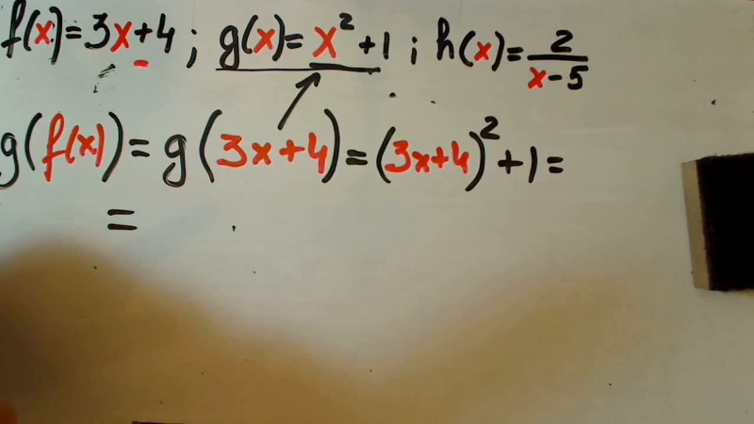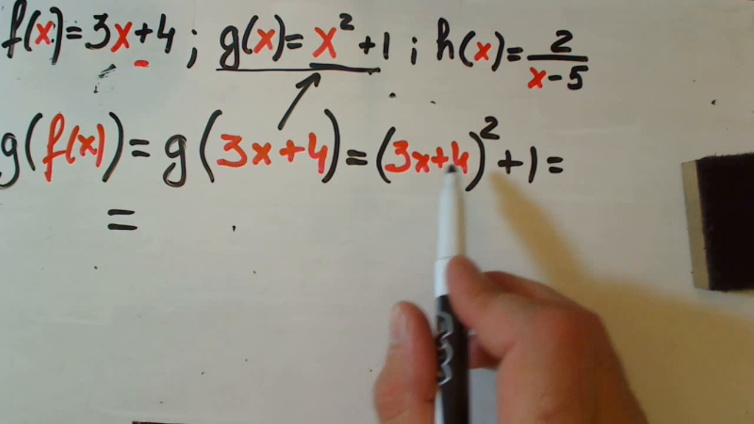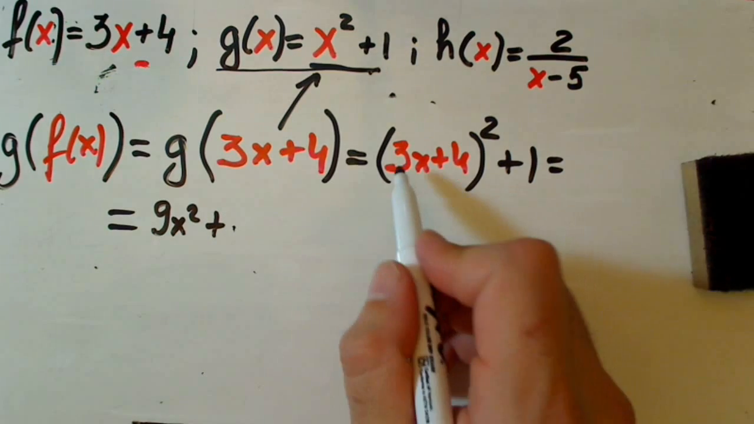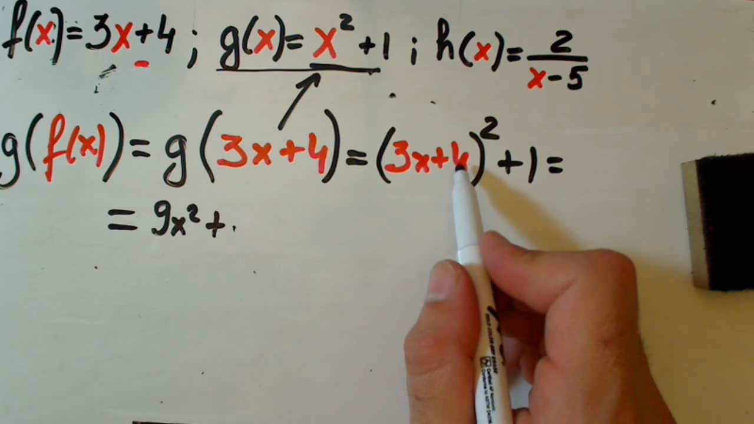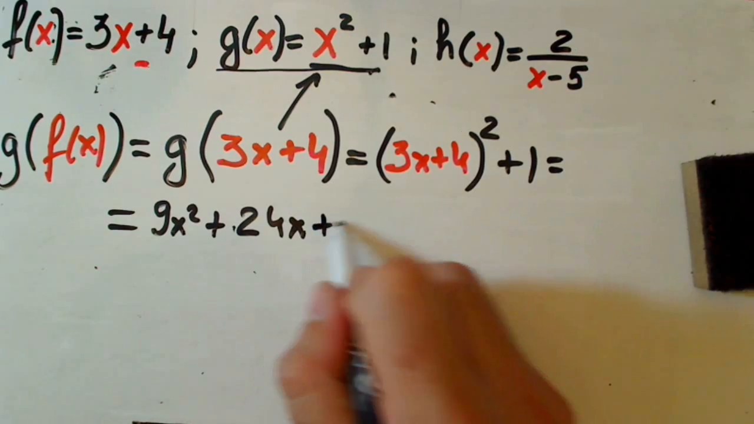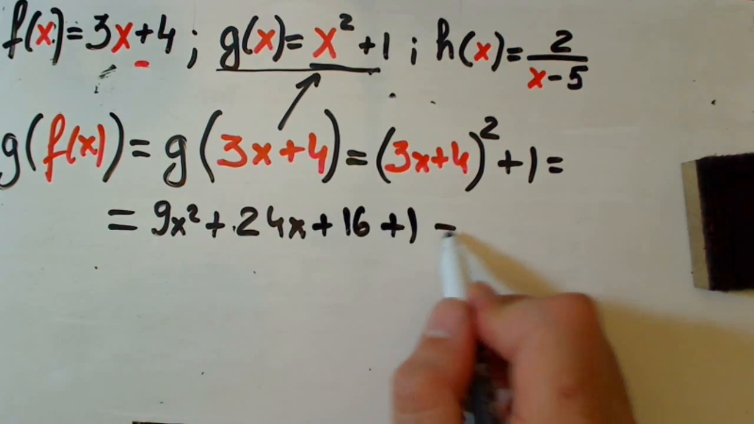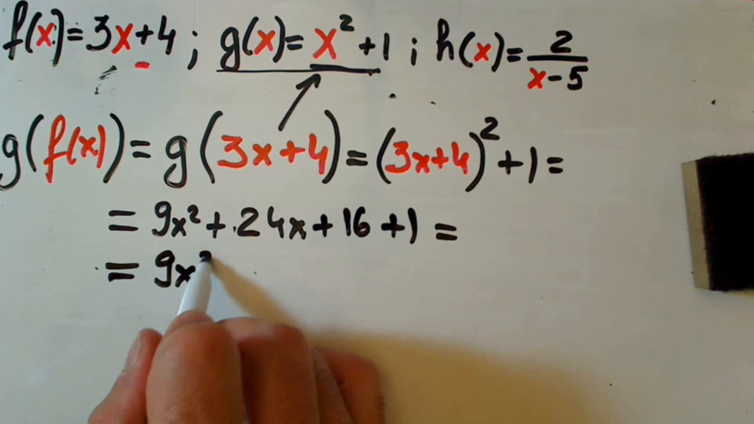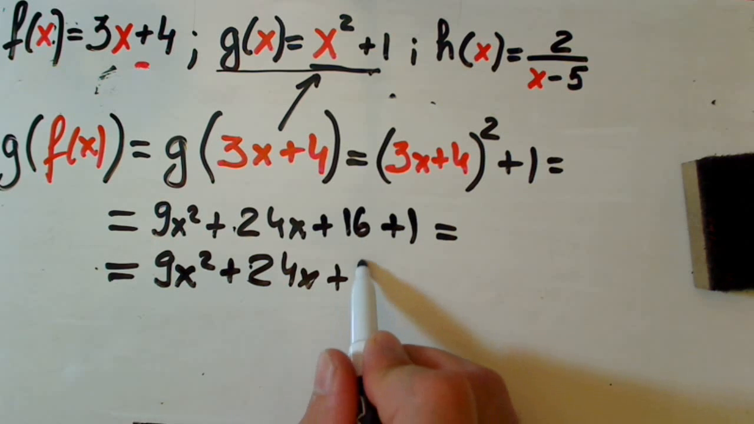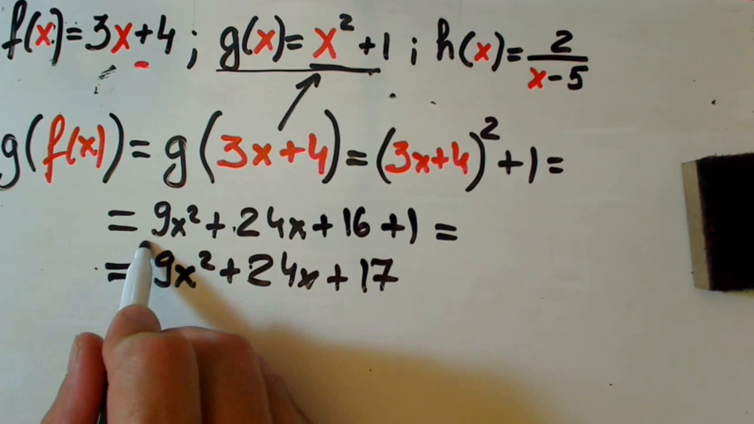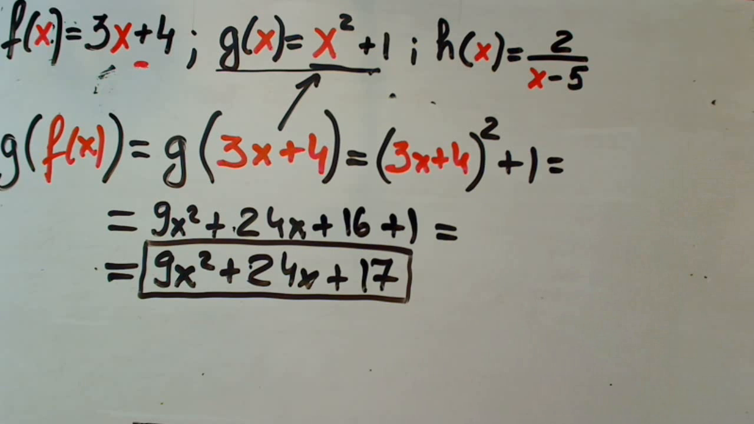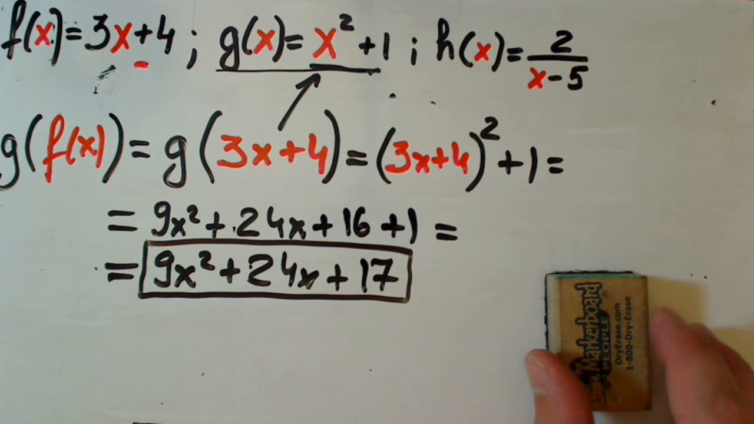Now let's try to simplify it. Using the formula of a perfect square, we can find what this one is: 9x squared plus, 4 times 3 is 12, 12 twice, it will be 24x plus 16 plus 1. And simplifying, we have 9x squared plus 24x, similar terms, 16 plus 1, 17. It's our result of g of f of x. Okay, now next one is h of f of x.